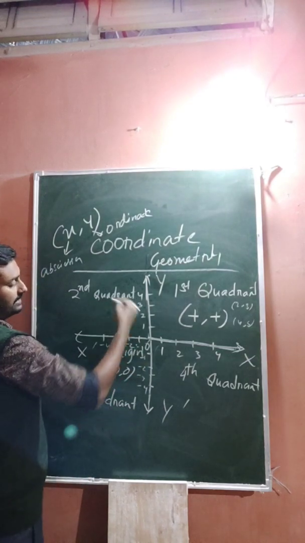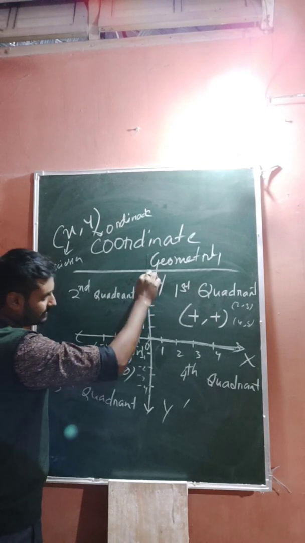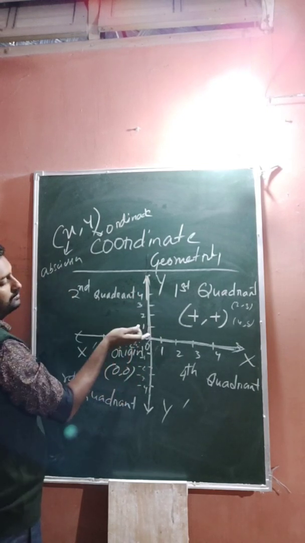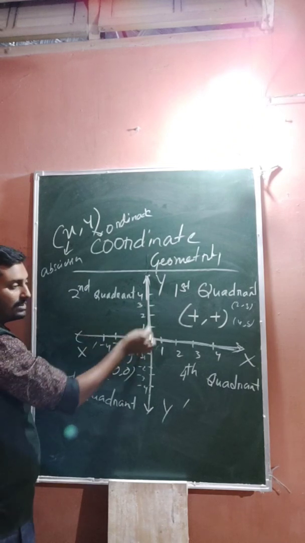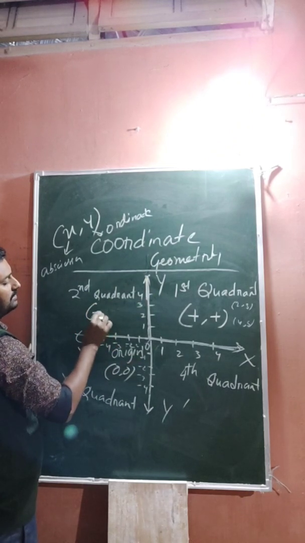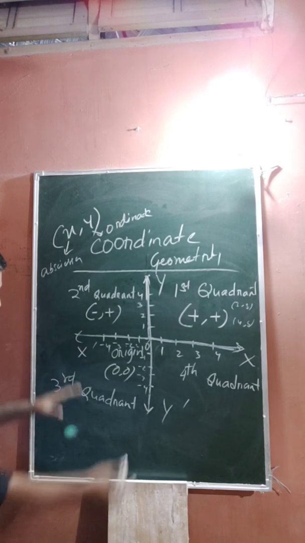Clear? Now come to the second quadrant. The second quadrant is this side, having this portion of the y-axis and this portion of the x-axis. That means x is negative here and y is positive here. So any point in the second quadrant has negative x and positive y.